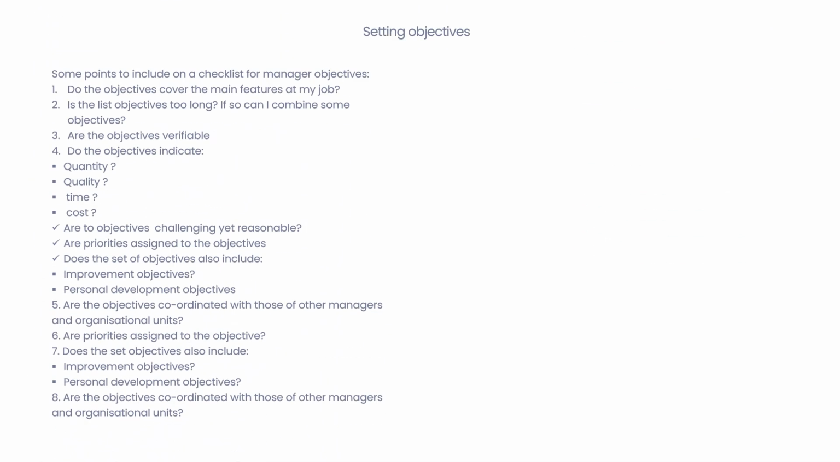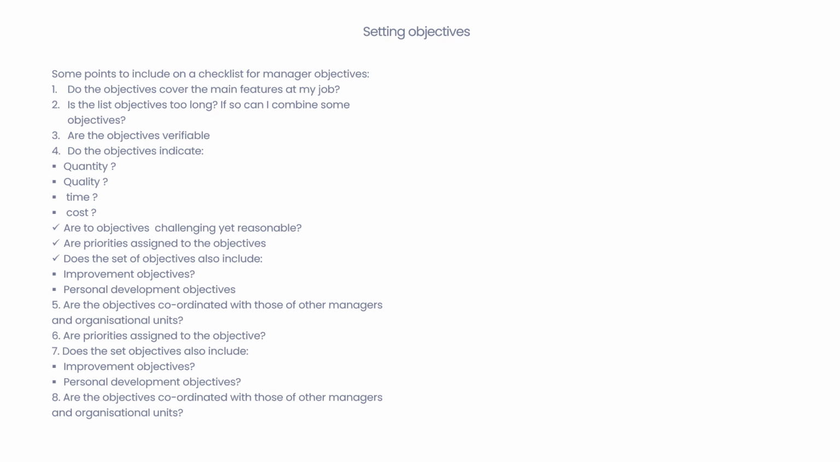Setting objectives. Some points to include on the checklist for manager objectives. You see, we said that in MBO, managers set objectives together. So there is delegation of responsibility, authority and accountability to the subordinate. They sit down and start discussing the objective at the level of the subordinate. So these are some points which are going to help us see how we can set the objective. The first one: do the objectives cover the main features of my job? These are the questions you may be asking, and the answers will help you to set the objective.